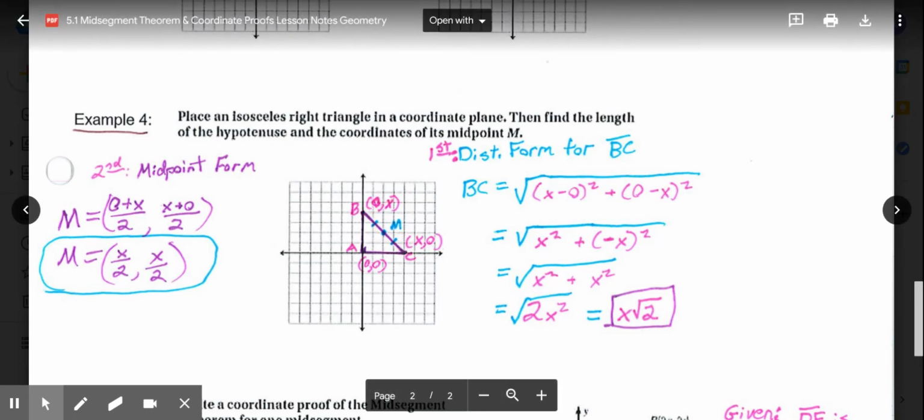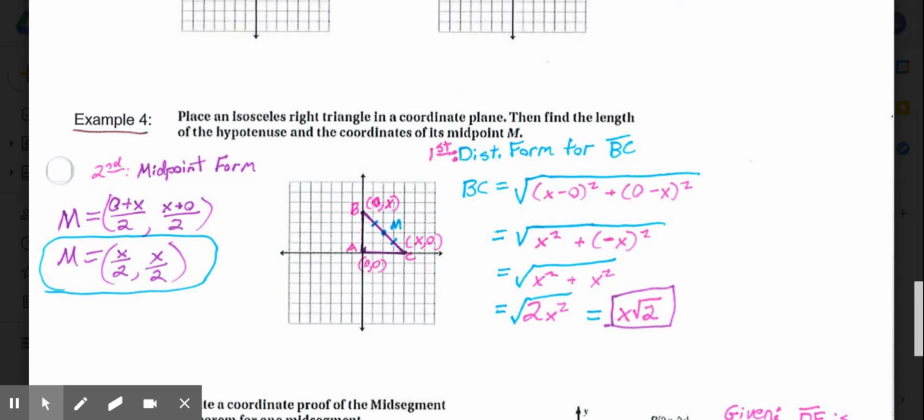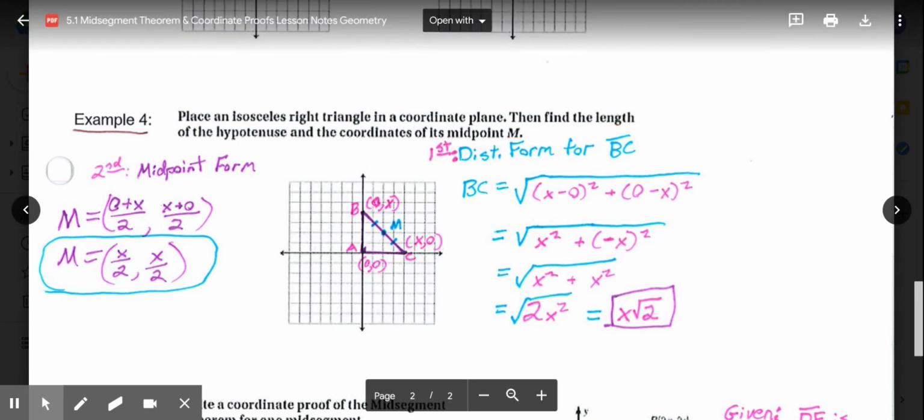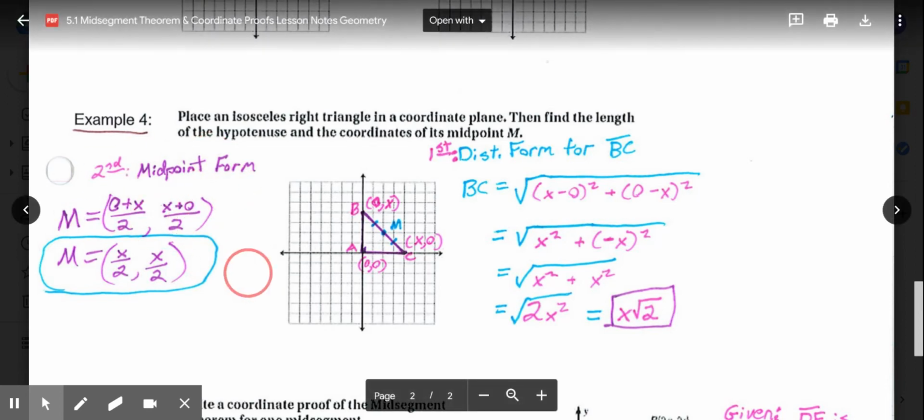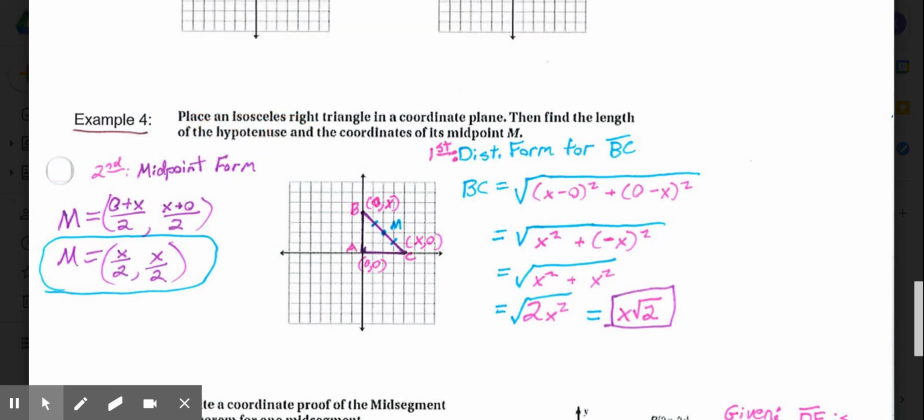The distance formula for BC, because they also want us to find the length of the hypotenuse. So the midpoint formula found me the coordinates of the midpoint of that side. The length of the side, the hypotenuse, which is BC, we're using the distance formula. So that would be change in x, so x minus 0 squared, plus change in y, 0 minus x squared.